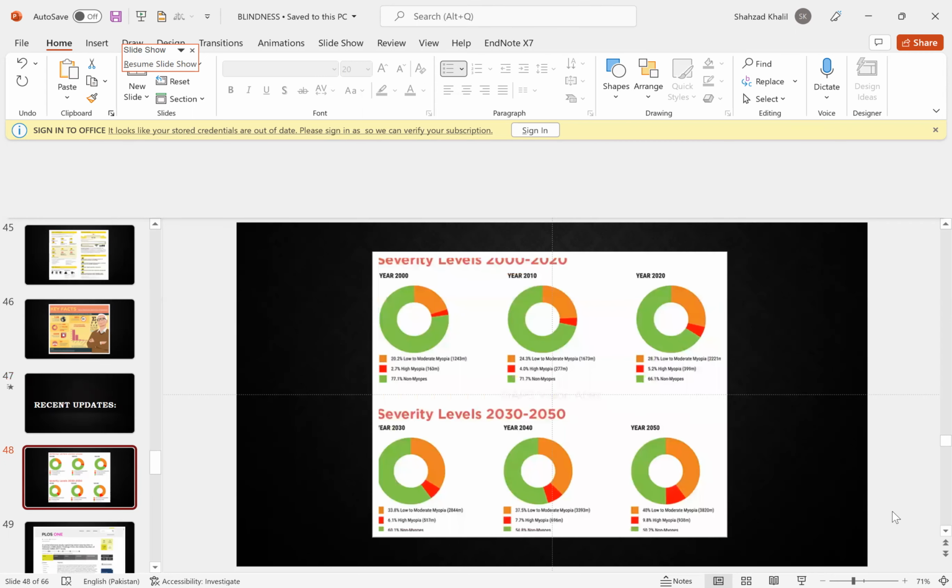Recent updates. So we see the severity level of myopia. Myopia is basically nearsightedness. One can see objects near to the eye very clearly, but when the object goes farther away, it becomes blurry. So you can see the percentage in 2010 and 2050. The orange one was low to moderate myopia, red was high myopia, and green was non-myopic. And you see that by the years, the green color, which is non-myopic, is decreasing, and by 2050 the myopics will be more than 40%. So the trend of refractive errors is increasing as the years are passing, and it is predicted that in 2050 40% will be myopic.